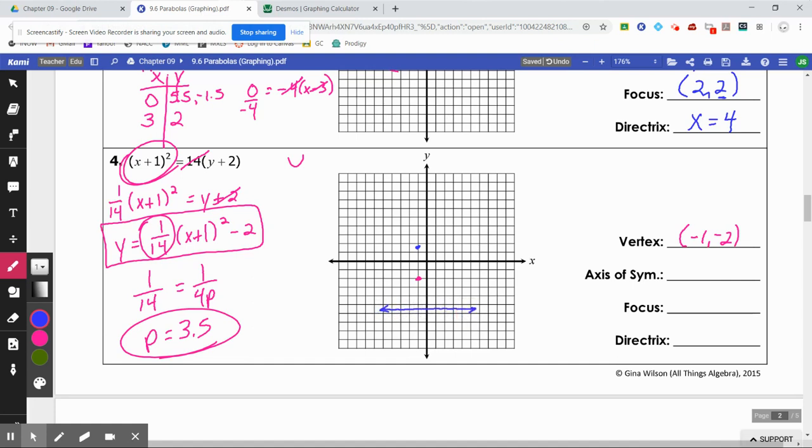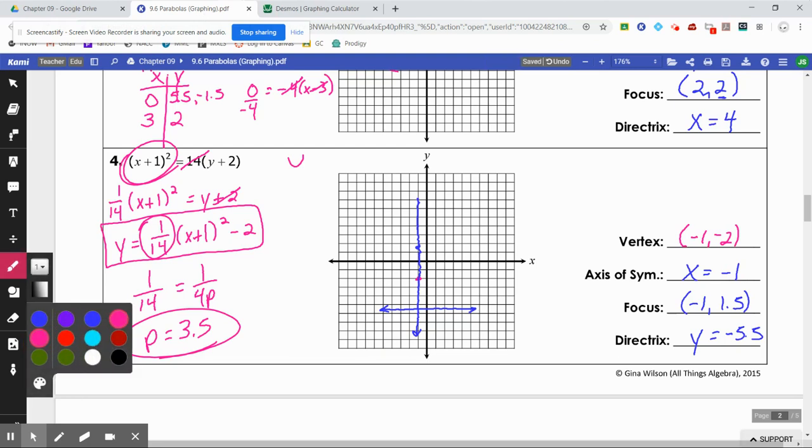So let's go ahead and do our focus and directrix. Your focus up 3.5 will be at (-1, 1.5). Your directrix, which is down 3.5, would be y equals, because it's a horizontal line, -5.5. Your axis of symmetry will pass through both your vertex and your focus. It's going to have the same x value as both your focus and your vertex, which would be x equals -1.